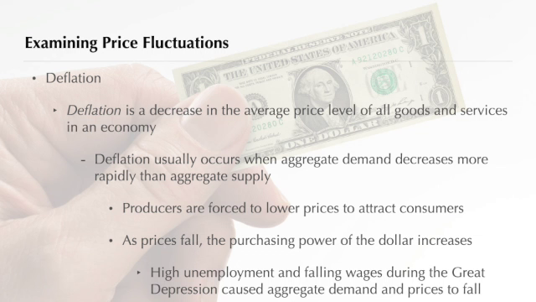The most prolonged and most recent deflationary period in U.S. history occurred during the Great Depression, when high unemployment coupled with reductions in wages caused aggregate demand and prices to fall.